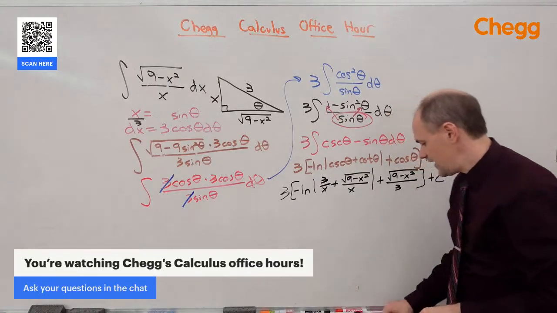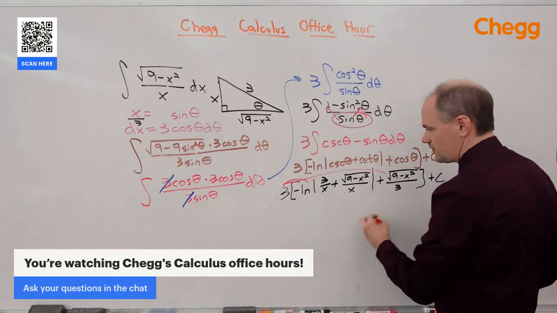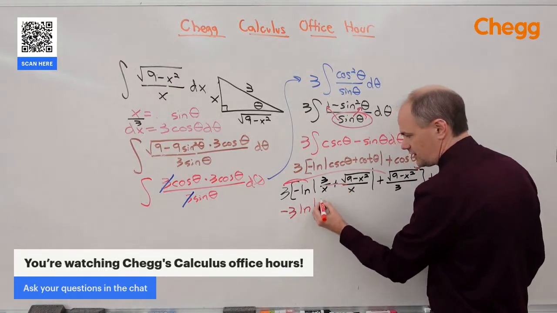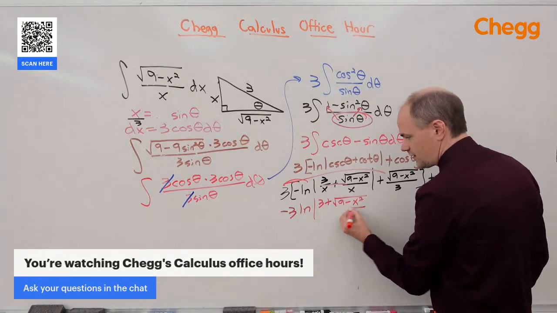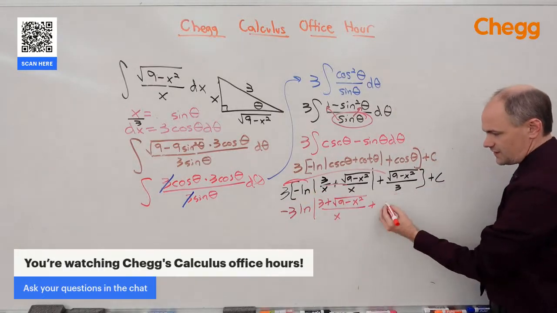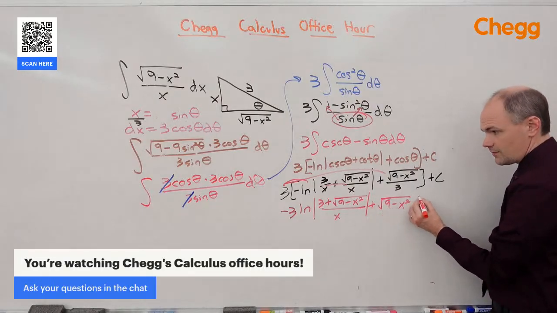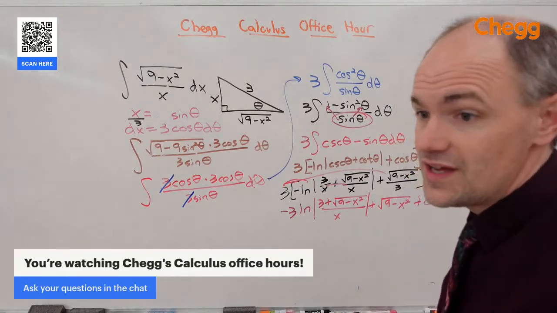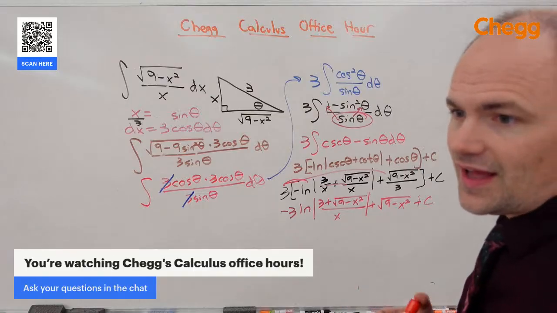And then we could go through and do a little bit of simplifying here if we wanted to. I could distribute the 3 through, combine these to have a common denominator. So we have negative 3 natural log of 3 plus the square root of 9 minus x squared all over x. Plus 3 times, divide by 3, that's just going to leave the square root of 9 minus x squared, plus our constant. We'll call that our finished product. That is a great one to kind of help see and visualize what's going on. Excellent.